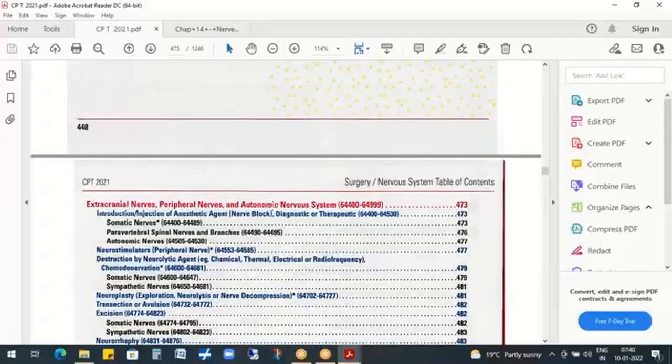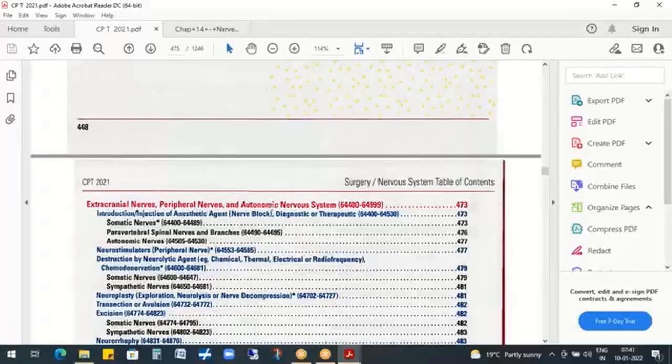Now, first, when we are getting a nerve related question, what do we need to identify in the question? The name of the nerve. Next, the type of procedure performed. How many possible procedures can a physician perform on nerves? Neurorrhaphy, that means suturing of the nerve.